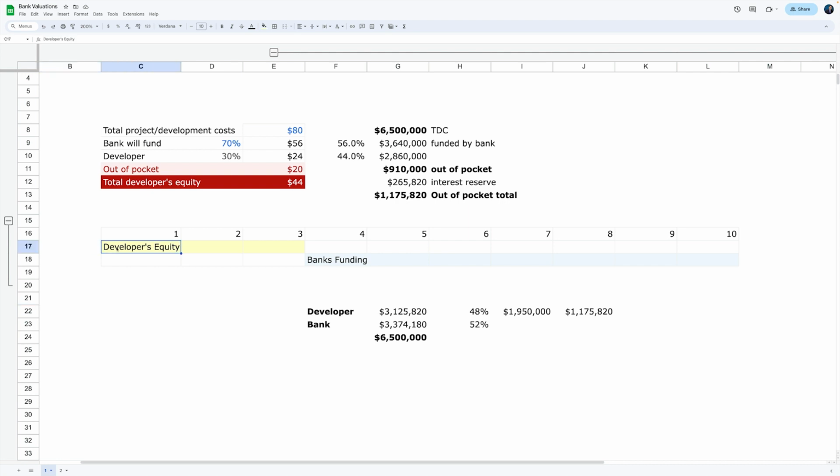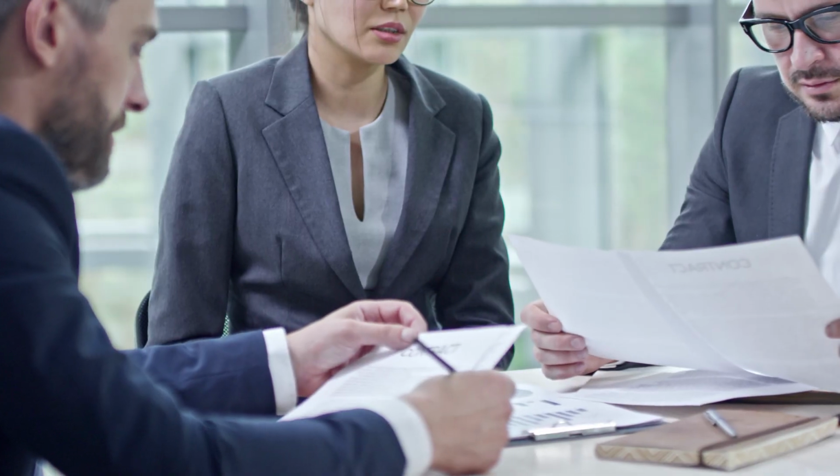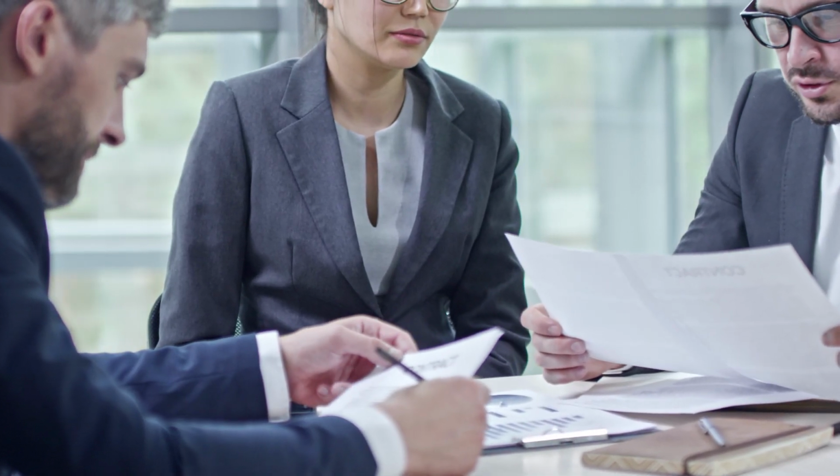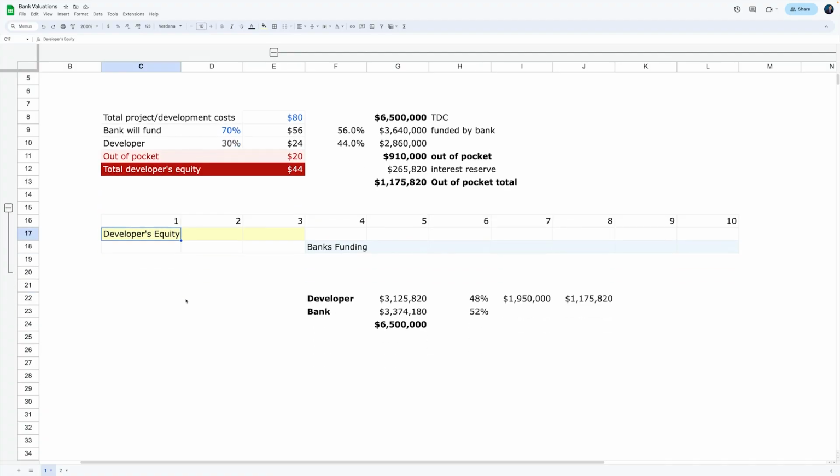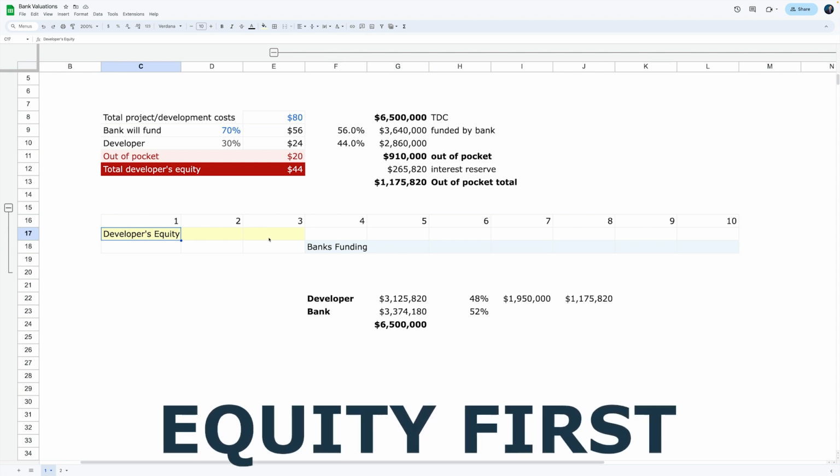It's only for bigger projects, where the developers are big institutional developers, that they can negotiate that funding goes simultaneously, which is called pari passu, or that the bank's funding comes in first and their funding comes in later. But 99% of the time, small and medium-sized developers don't have any negotiating power as such. So banks will force the developer to put in their equity first into the project.